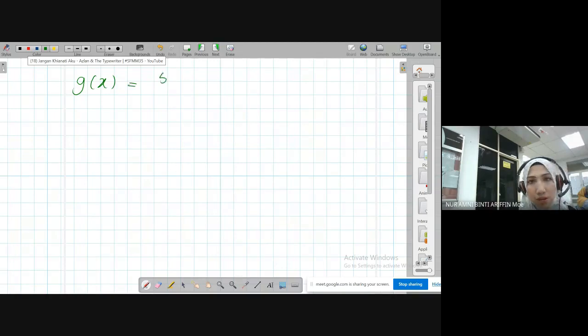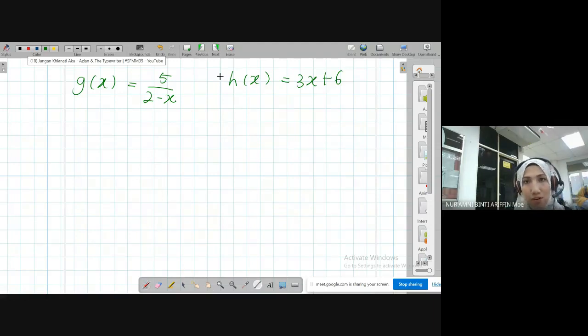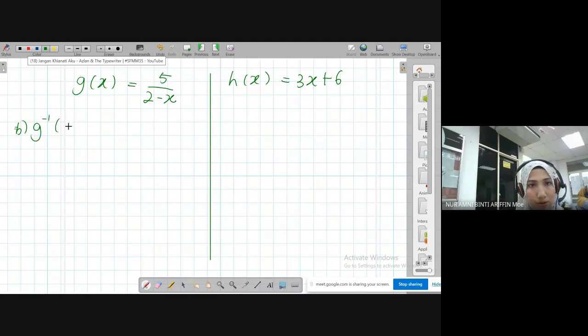G(x) equal to 5 over 2 minus x. Okay, and then H(x) equal to 3x plus 6. Okay, fine. The first is, dia suruh kamu cari, find. Okay, you kena tengok diagram. You kena faham apa dia punya kaitan, dia punya diagram and dia punya object and image. Okay, so here, given that, find B is G4.